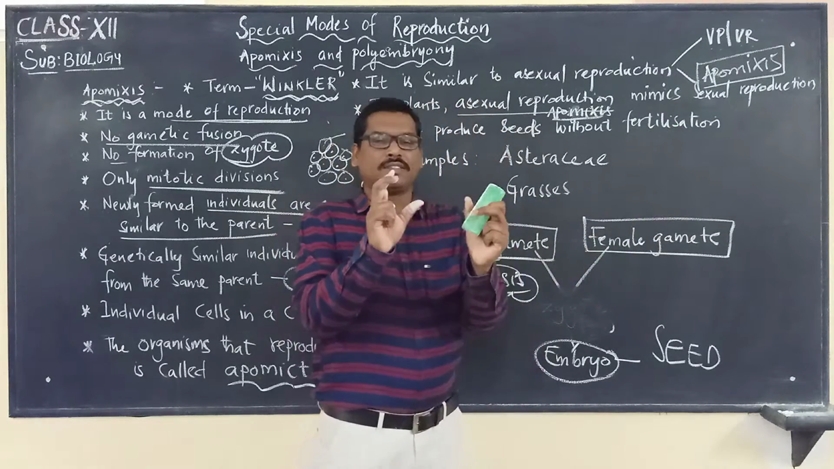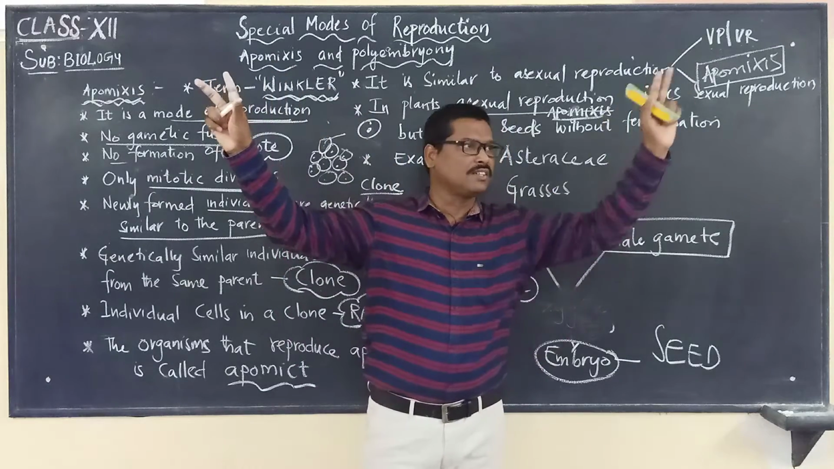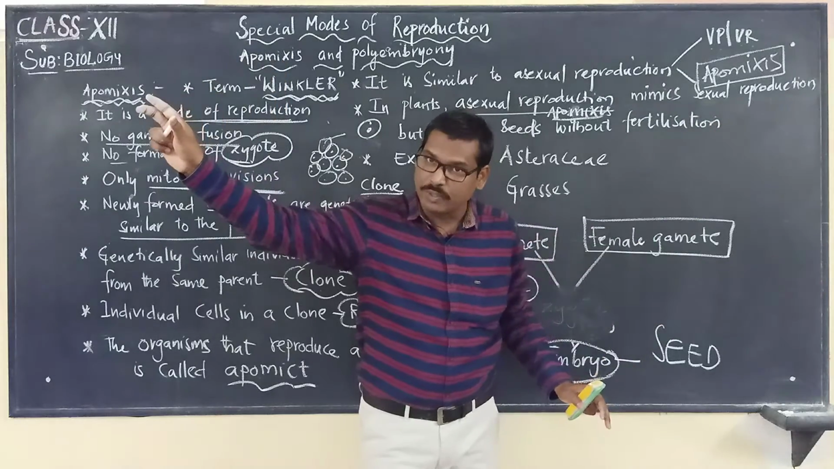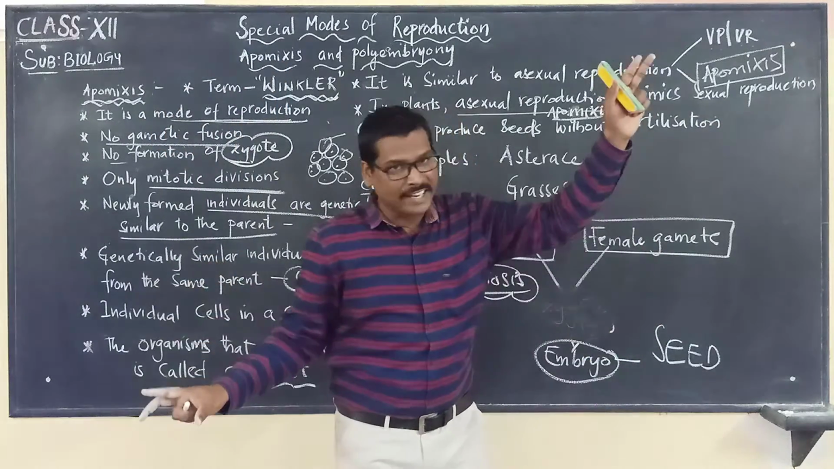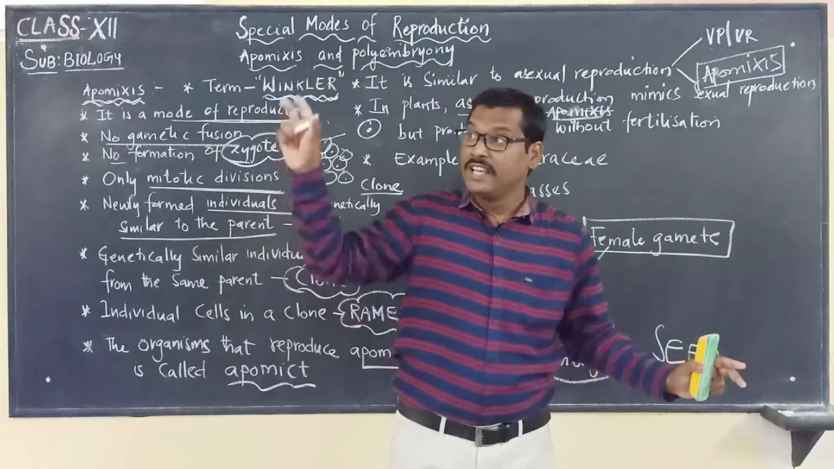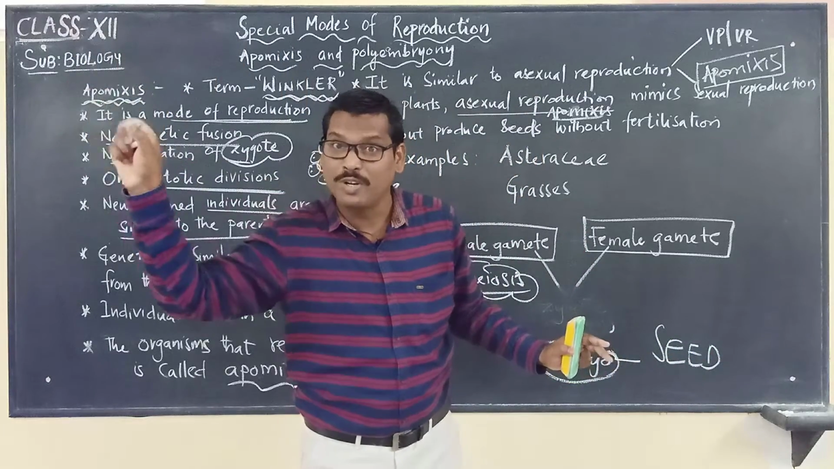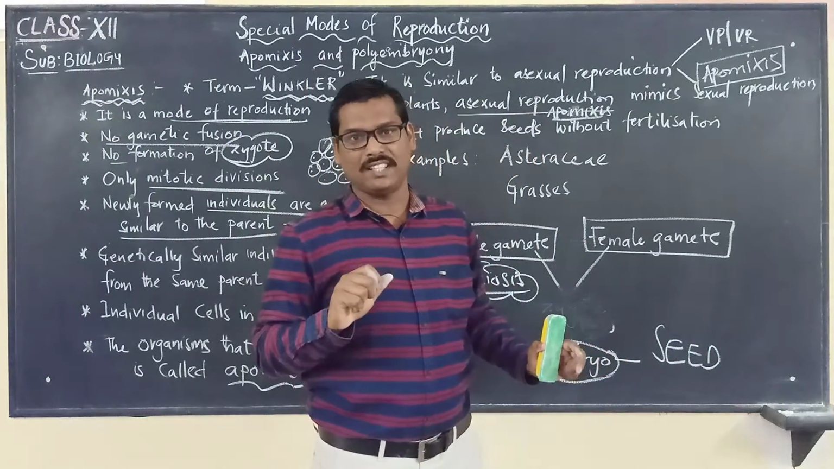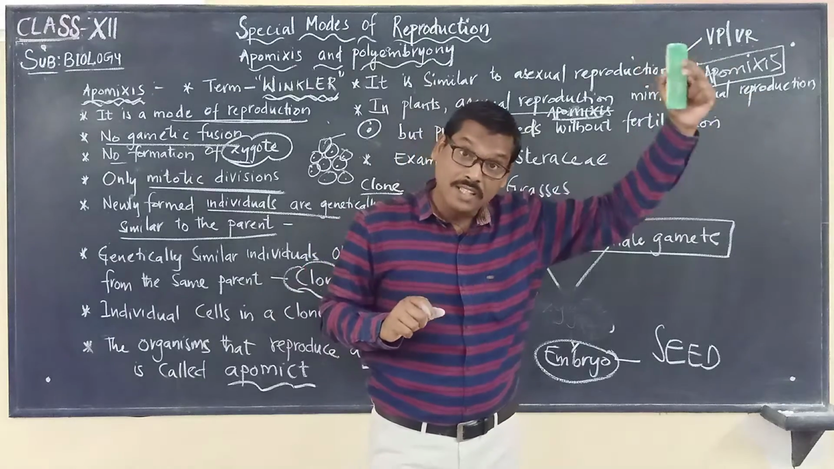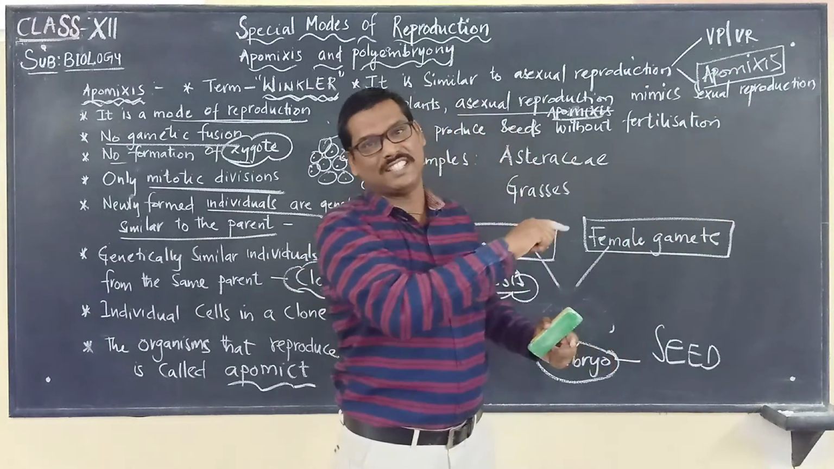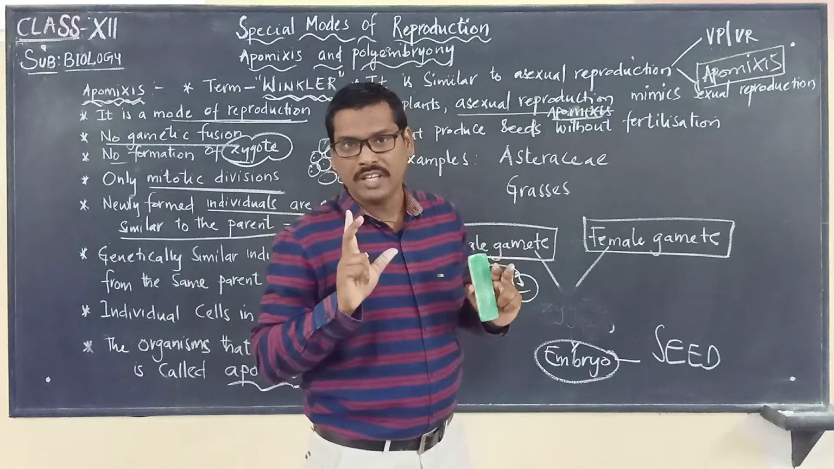Otherwise, we can simply say asexual reproduction and sexual reproduction. In asexual reproduction, seeds are produced without fertilization. Whereas in sexual reproduction, seeds are produced through fertilization. That is the main difference we have to keep in mind.